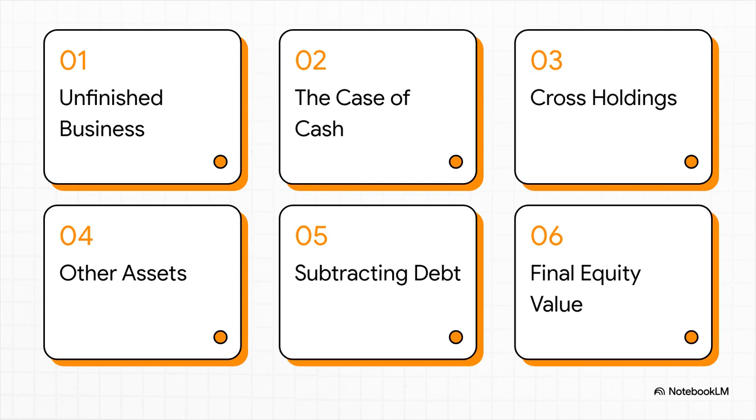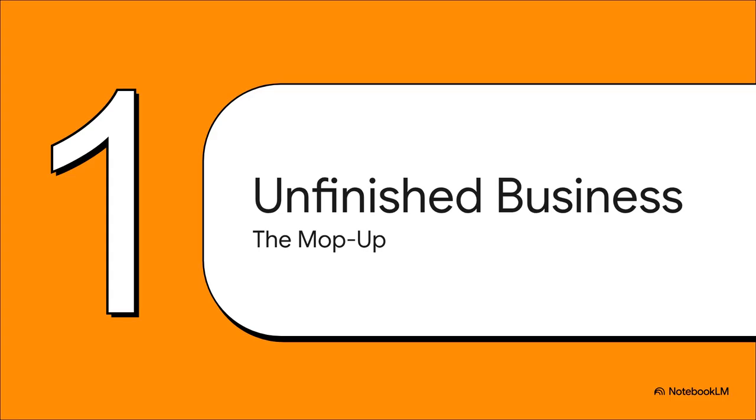So, here's the game plan for today. First, we'll talk about valuation's unfinished business. Then we'll tackle those 4 key adjustments: the curious case of cash, how to navigate cross-holdings, the hunt for other assets, and finally, what debt to subtract. And then we'll put it all together to get to that final equity value. Sound good? Let's go.